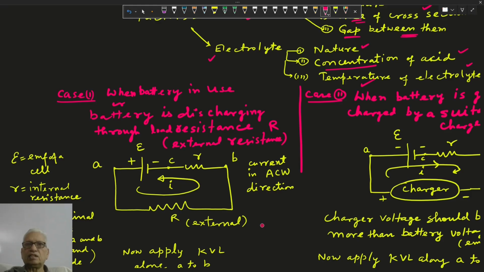So we are going to find the relation between the terminal voltage VAB and the EMF, that is the terminal voltage of a cell. r is the internal resistance, E is the EMF, electromotive force. Say, within the closed circuit, current is flowing from positive terminal to negative terminal in the outside circuit. So in anti-clockwise direction, we are getting the current.